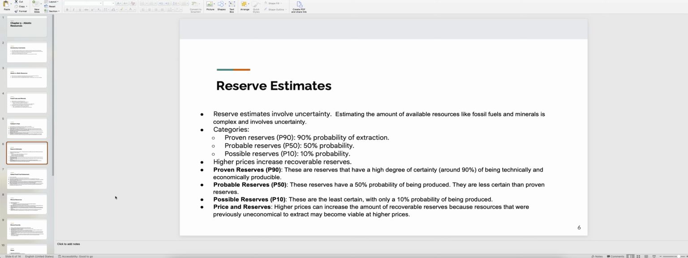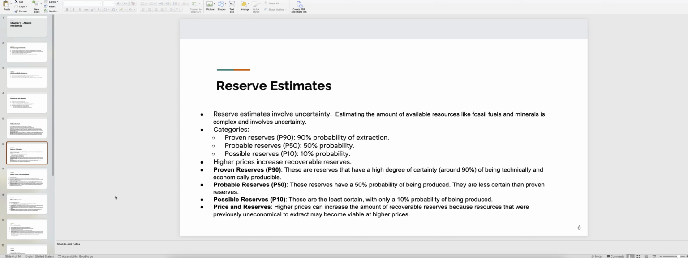Now, part of the problem with Hubbert's peak, which turned out not to be true, is that there's a great deal of uncertainty about what that reserve is. With any fossil fuel or non-renewable resource, what tends to happen is that we get geologists and others to make estimates of what we think the resources are.